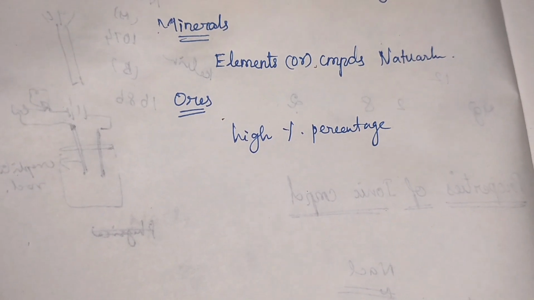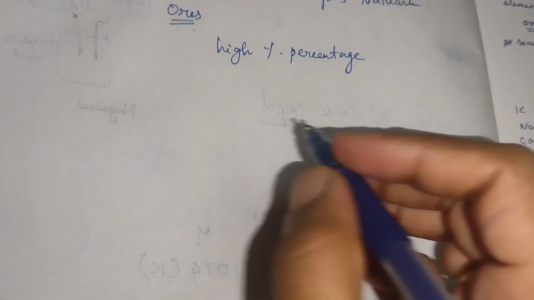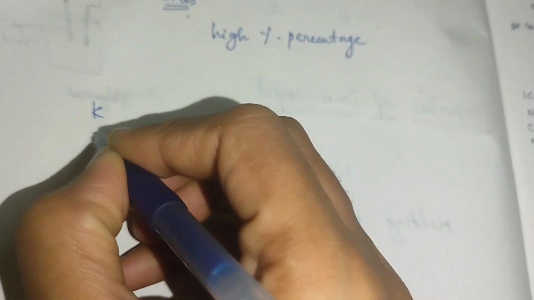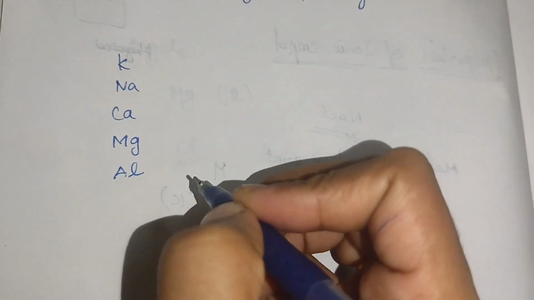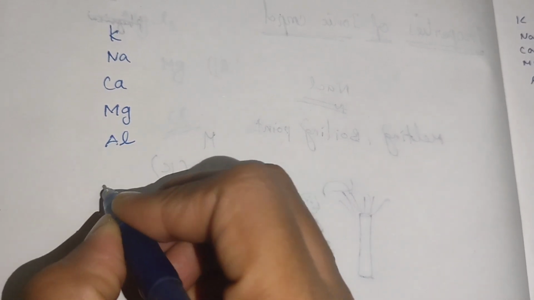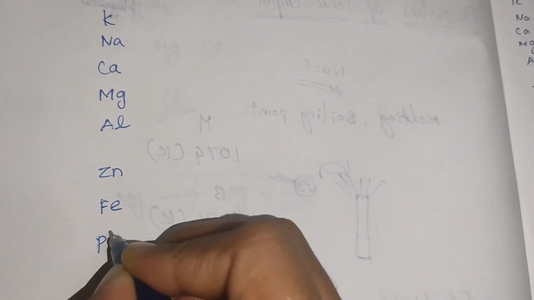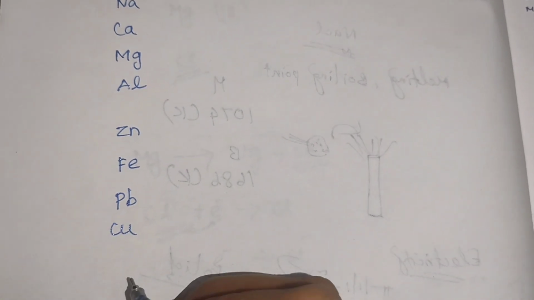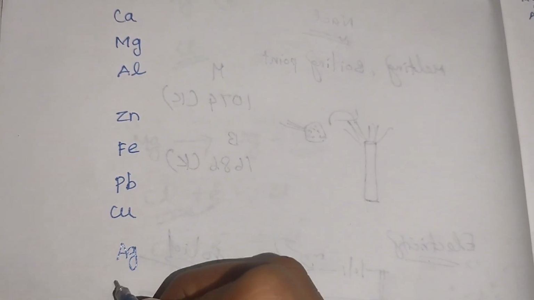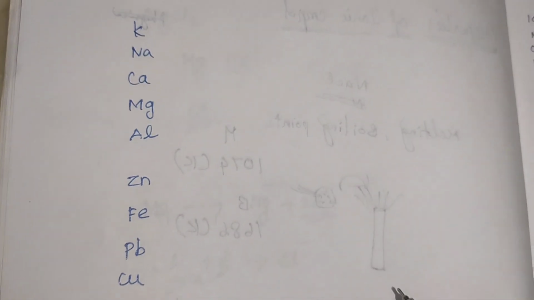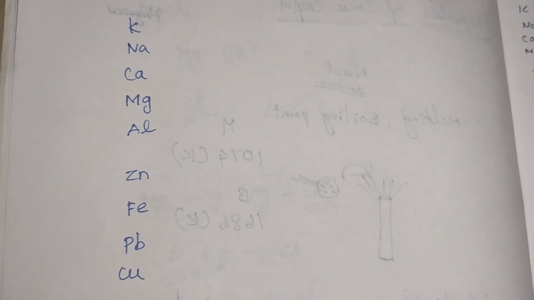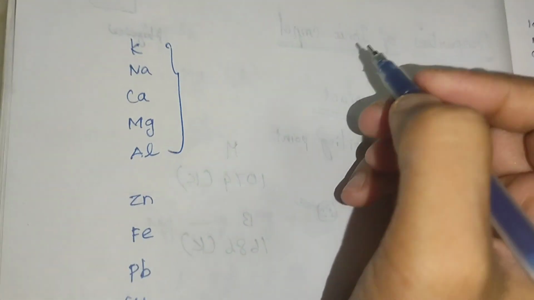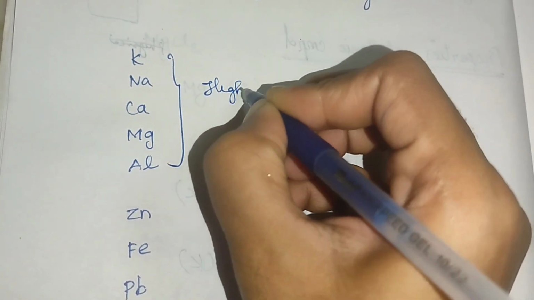Next, I will repeat the reactivity series here. The highly reactive metals are sodium, potassium, calcium, magnesium and aluminium. The medium reactive metals are zinc, iron, lead, copper, and the least reactive metals are silver and gold. According to this, the metals occur in different forms. First, these five are very highly reactive metals.